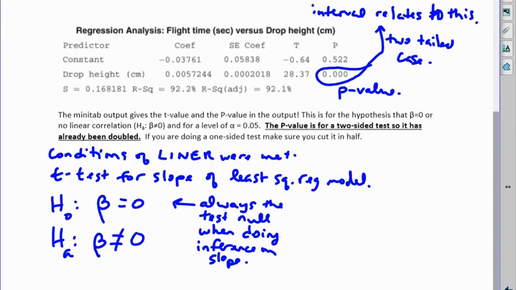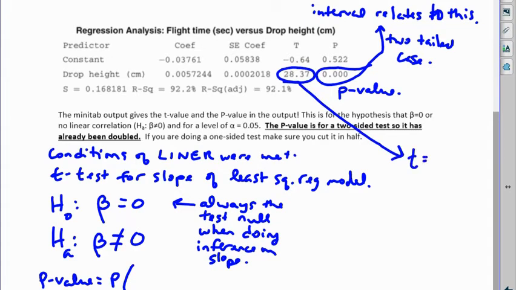So we always test our null, but just like in previous examples, we're looking for evidence of the alternative. In this case, our p-value, so our probability that our t-test statistic, in this case, we can see it in our output, 28.37.